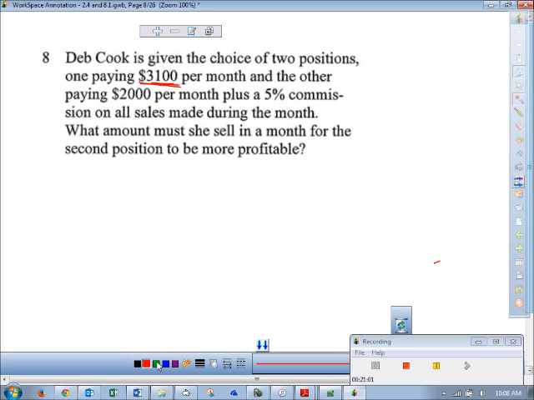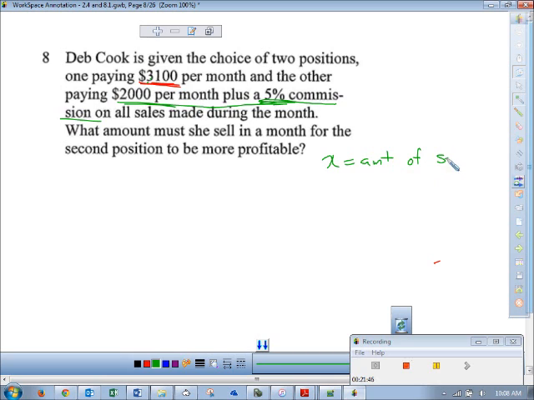Or we'll give you $2,000 a month plus 5% commission on all the sales that you make. So it sounds like Deb's a saleswoman here, right? You can either get this flat fee of $3,100 a month or $2,000 plus 5% commission. Cool? Good or bad, depends on what she's trying to sell. Doesn't this mean that she's going to have to sell some stuff to really make this a better deal, correct? Because it's $1,100 extra a month. So what we'll do is let's say X is the amount of sales that she makes. X is the amount of sales.